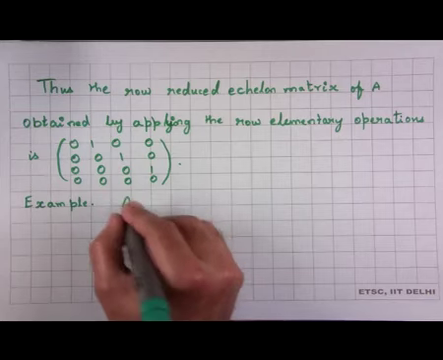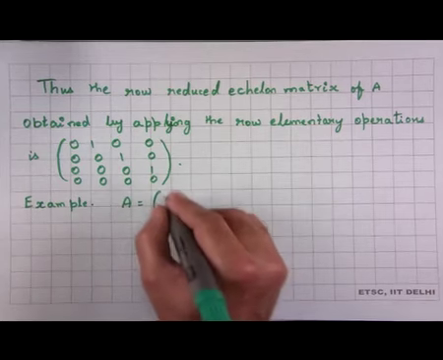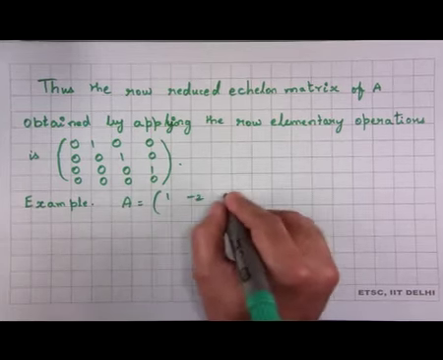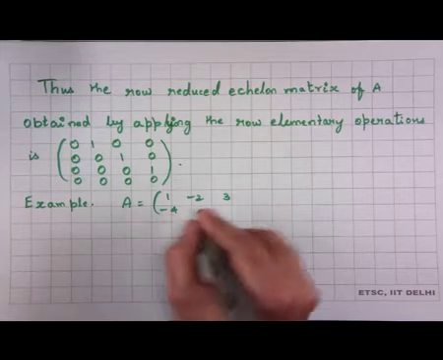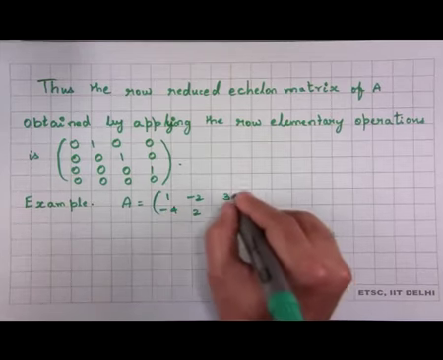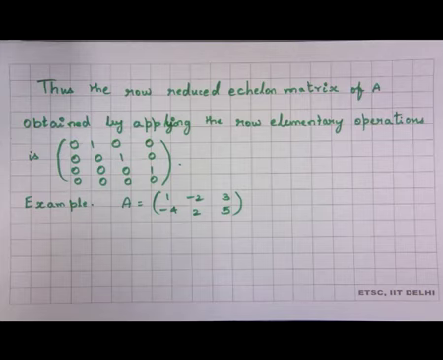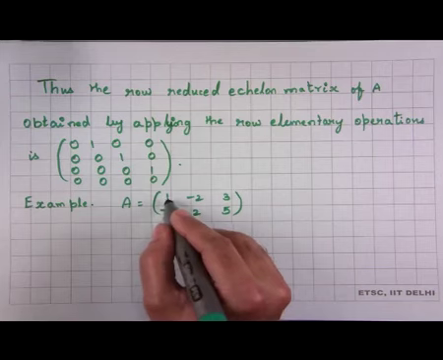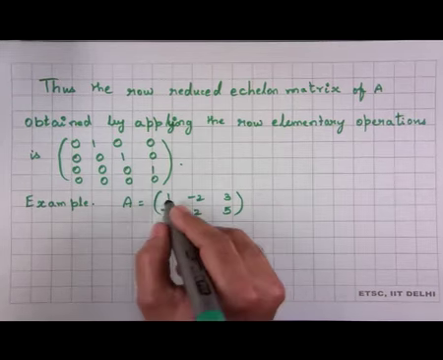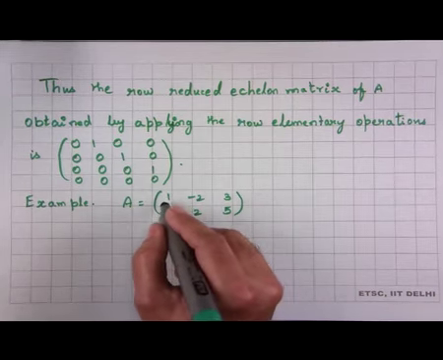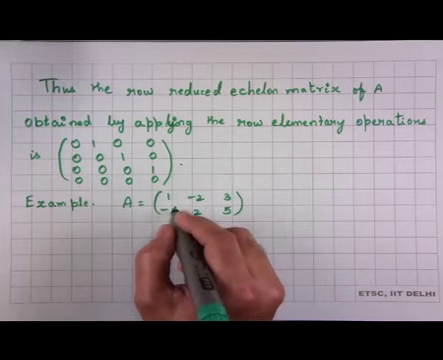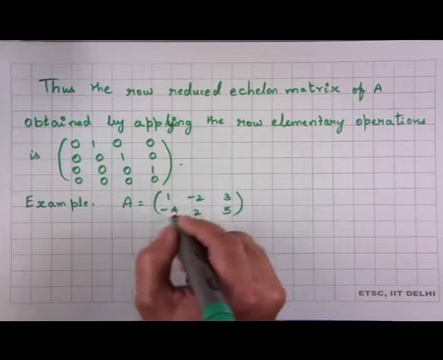Let the matrix A be [1, -2, 3; -4, 2, 5]. Let us try to convert this into its RRE. The first row is non-zero and the first non-zero element is 1, so let us not bother. What we will have to do is convert this -4 into 0.